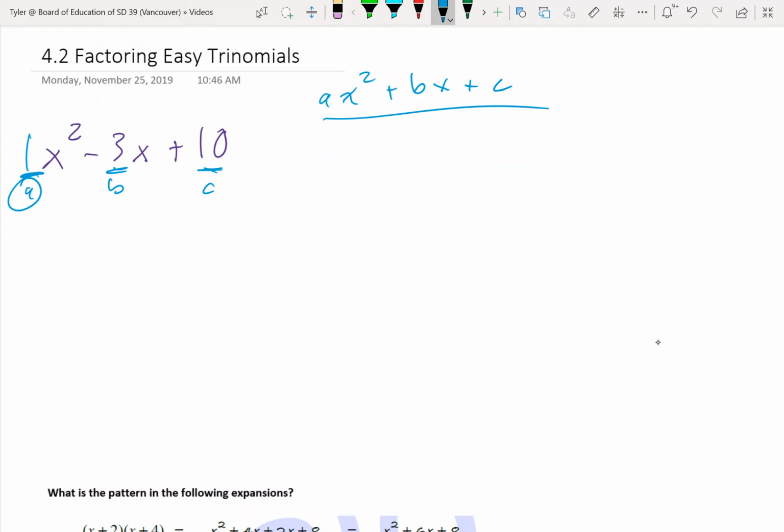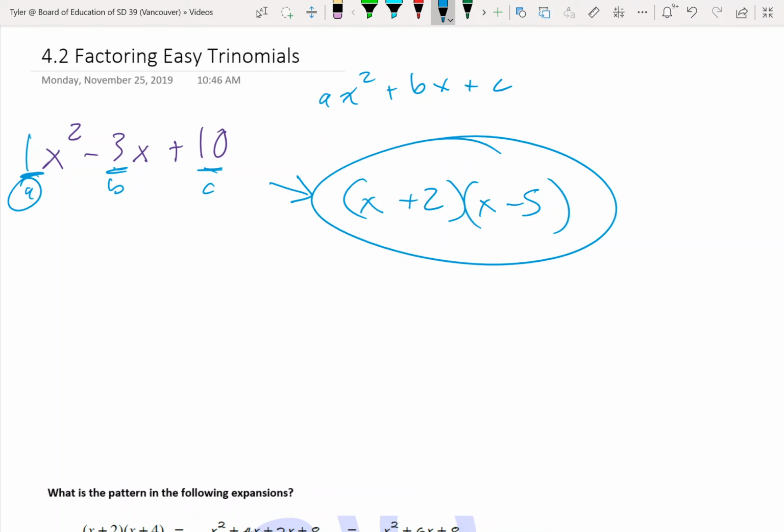Okay, it's written like this. You can see, same idea. So we're going to be able to turn this into multiplication. So it ends up being like this. Okay, we need to figure out how we can find this answer from this trinomial.